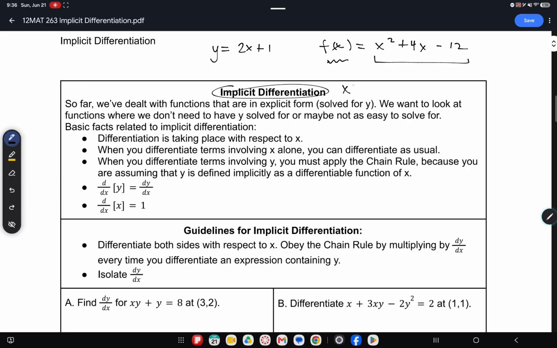Implicit is something like x squared plus y squared equals 16, right? The y value is not isolated. We could isolate the y value and then do a derivative, but we can also just differentiate with the implicit differentiation technique. So it just adds in a little extra piece. So when we're doing derivatives, we're doing it with respect to x for the most part, or maybe t. We're doing it with respect to one variable.